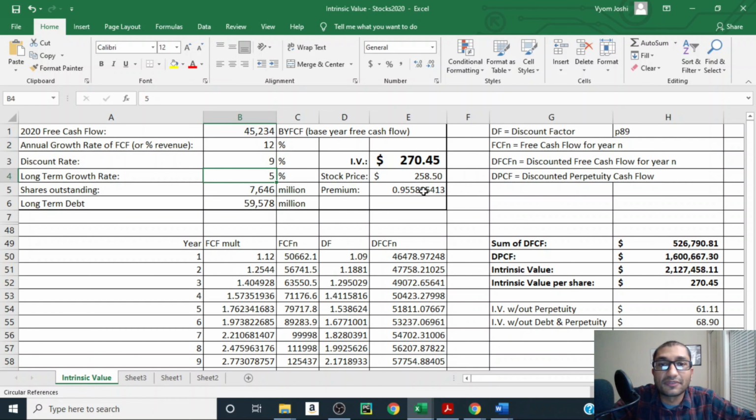And in that case, we can see that the current stock is trading about 5% below the company's intrinsic value.